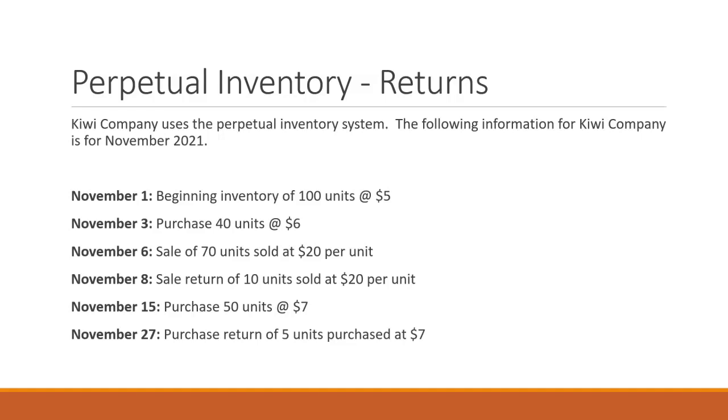And then here on the 8th, we have our first return. So 10 of those units that we sold back on November 6th are now being returned back to us. On the 15th, we purchased 50 more units. And then on November 27th, we return 5 of those units that we purchased back on November 15th. So a lot of this is going to look pretty similar to any other perpetual inventory problem that you've worked on. What's going to change is what we see on the 8th and on the 27th.